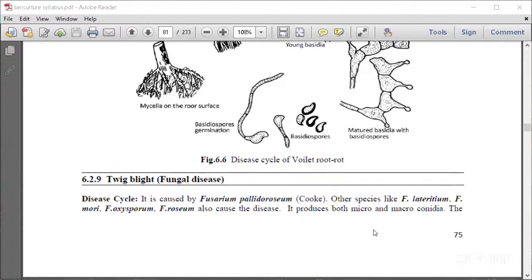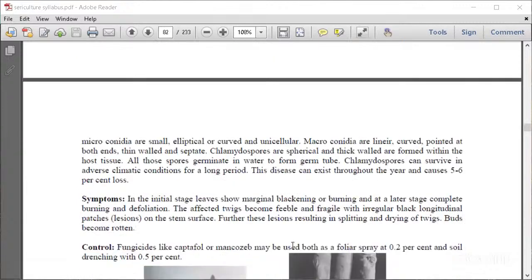Another disease is caused by Fusarium pallidoroseum, and also Fusarium lateritium, Fusarium mori, Fusarium oxysporum and Fusarium roseum. These are the disease causing agents, that is, fungal pathogens which can cause disease in the mulberry. They are able to produce both micro and macroconidia.